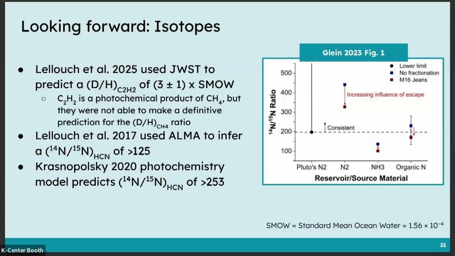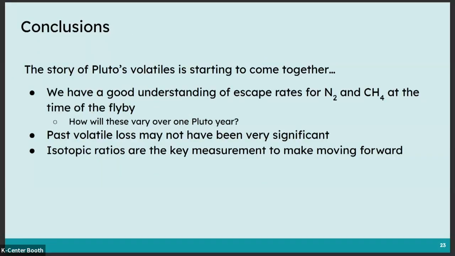Okay, so I'll just drop back to my conclusion slide really quickly. I've said it a couple times now. The punchline is that from this analysis, we don't think that past volatile loss was very significant on Pluto, but lots of caveats to that, and I look forward to seeing more isotopic ratio measurements in the future to understand more details about how much nitrogen and methane Pluto started with. So with that, I will pass it over to Bill McKinnon for the second half of this talk.